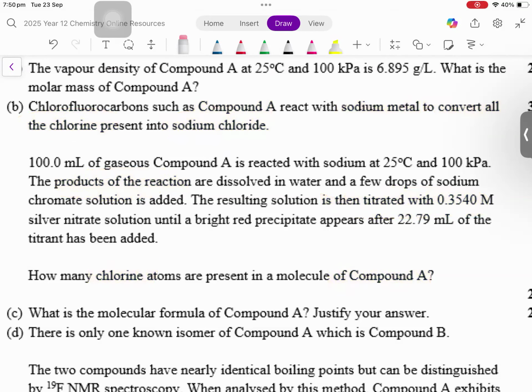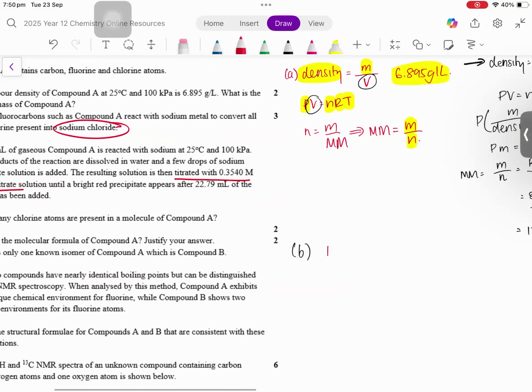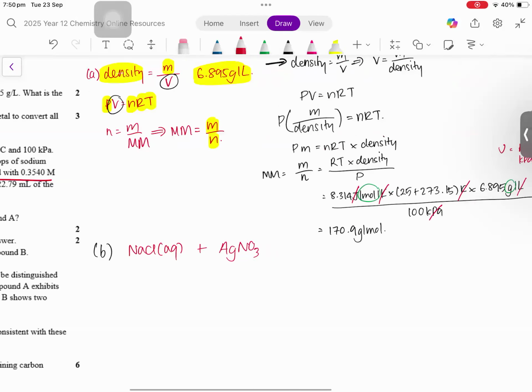Okay? All right. So I know that the product of the reaction is sodium chloride. That's what goes into the titration. And then the titration is with the silver nitrate. So that's what I'm going to write my equation for. So NaCl, aqueous, plus silver nitrate, AgNO3, aqueous.